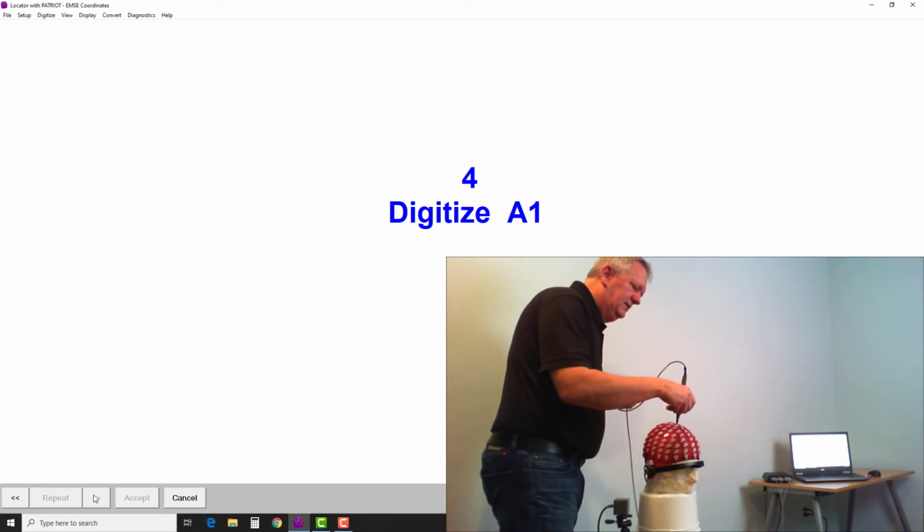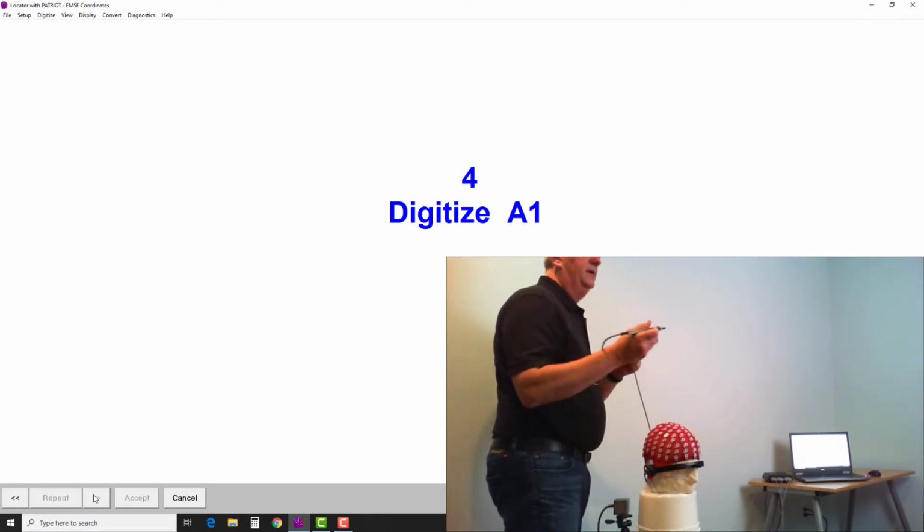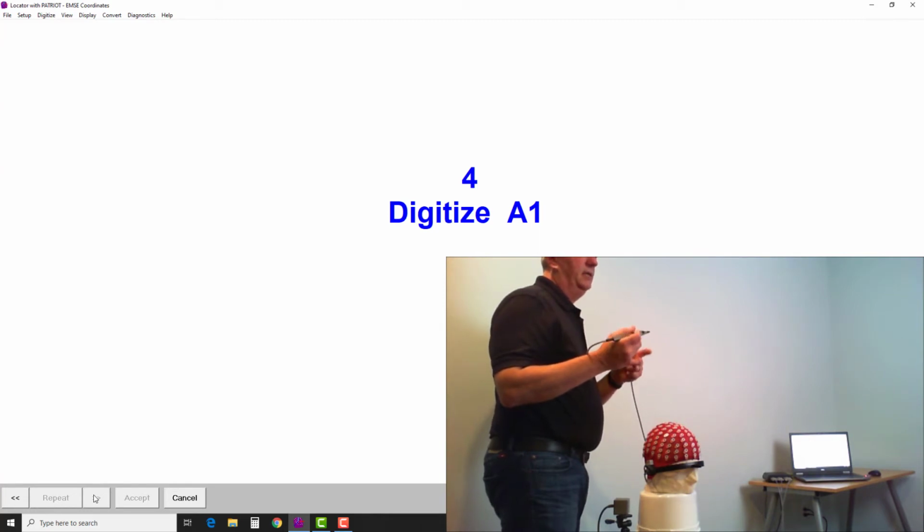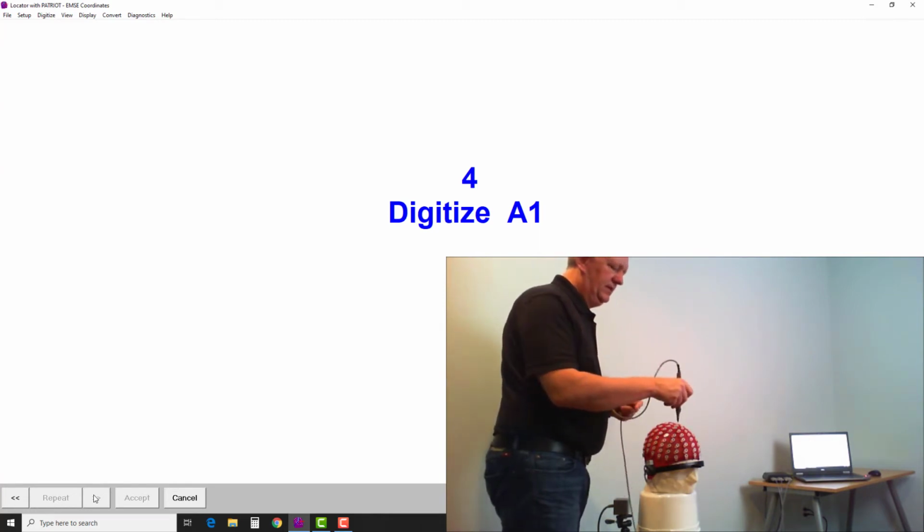So I'm going to put the tip of the stylus in the A1 electrode holder. And just note that the tip is sharp, but it's not long enough to reach the scalp. So if I touch the top of the electrode holder, I'm not touching the scalp. A2.